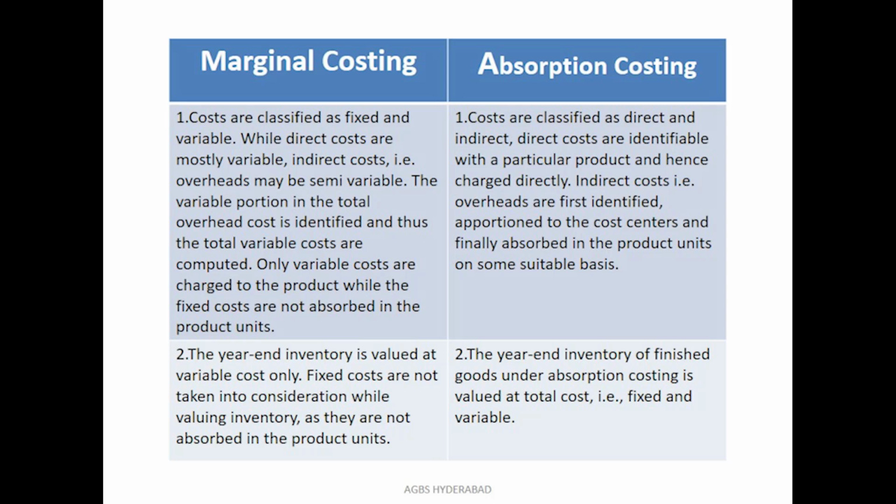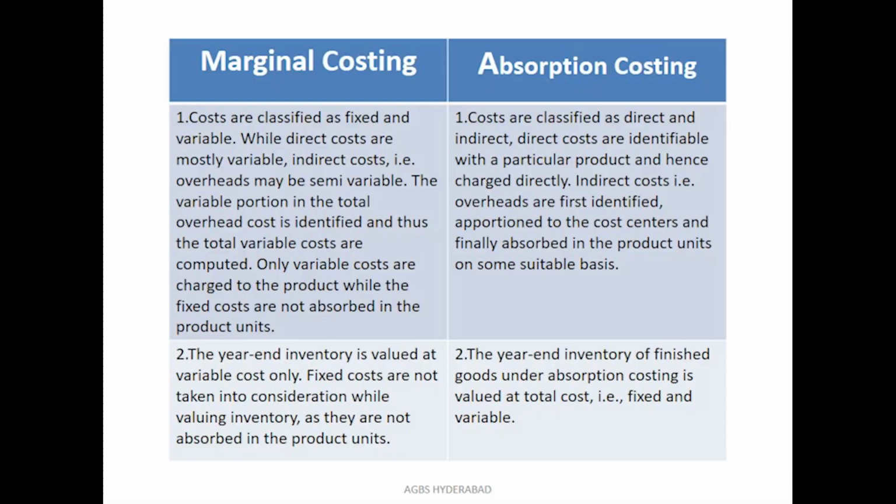Only variable costs are charged to the product, while the fixed costs are not absorbed in the product units. That is under marginal costing. Whereas in absorption costing, costs are classified as direct and indirect costs. Direct costs are identifiable with the particular product and hence charged directly. Indirect costs, that is overheads, are first identified, apportioned to the cost centers and finally absorbed in the product line or product units on some suitable basis.